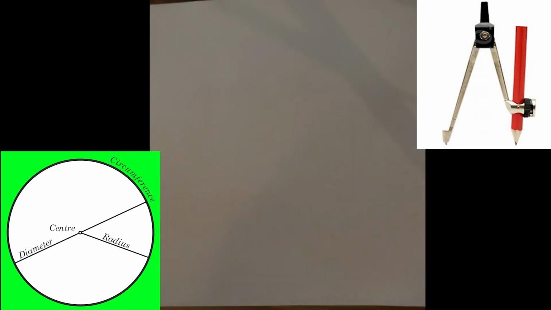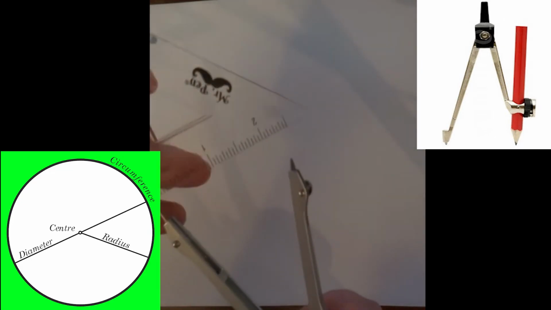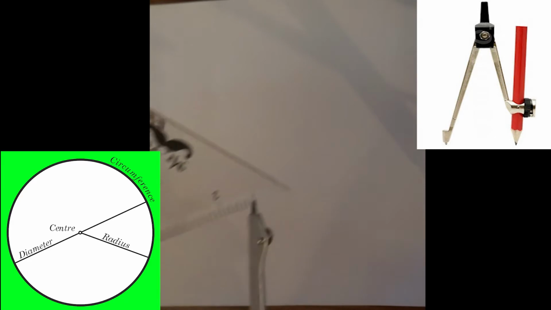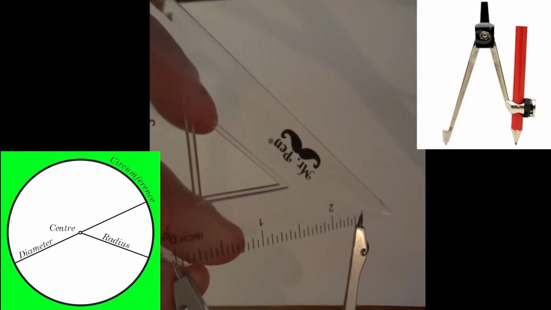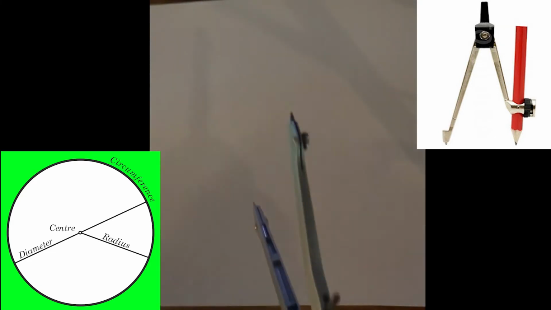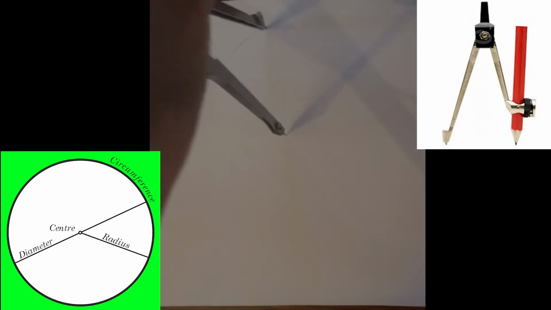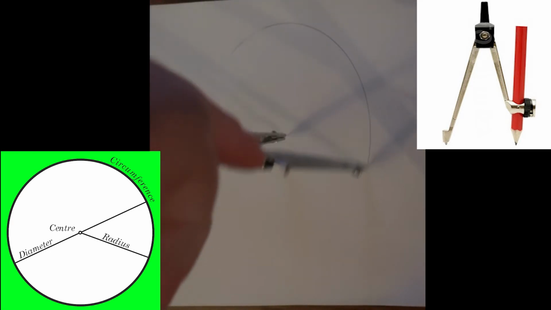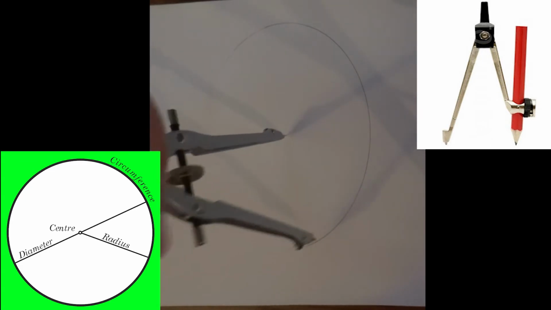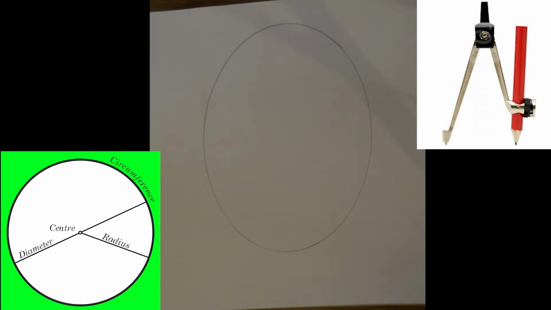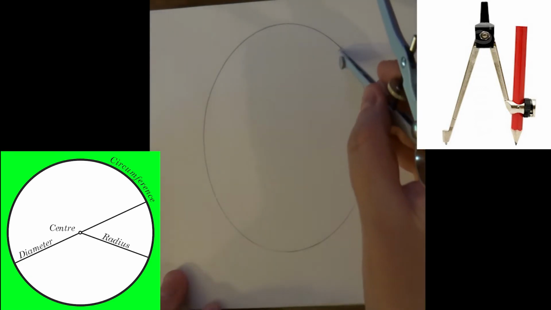Your compass is going to have 2 ends. One end is either going to have a pencil attached to it, or it's going to have a little piece of lead that slides in. Either way, you're going to have one end that draws and one end that's just a little metal point. So you're going to put that metal point in the very center of where you want your circle, and once you have your radius measured out, you know how wide you want it, you're going to spin your compass so that it creates that circle.